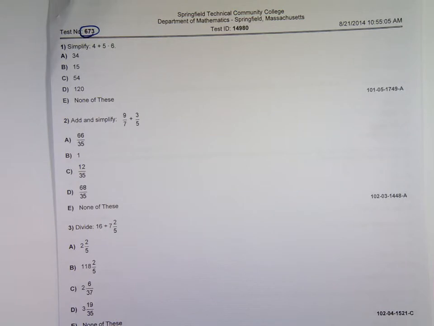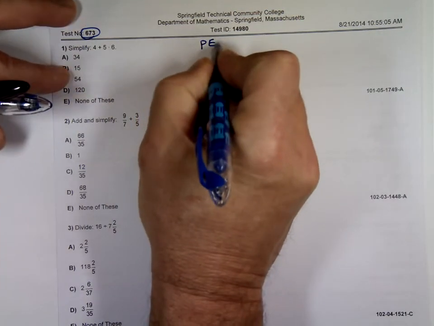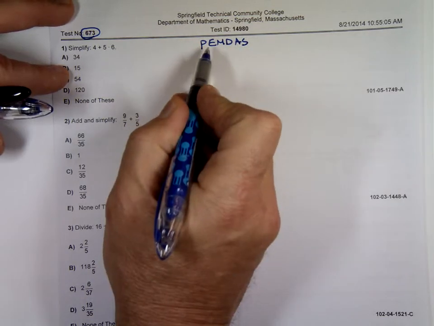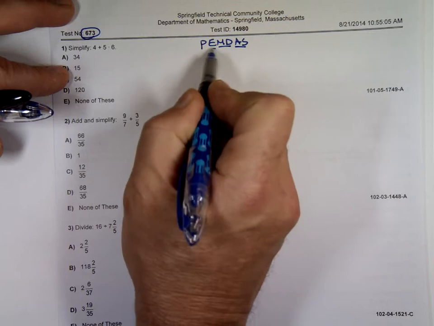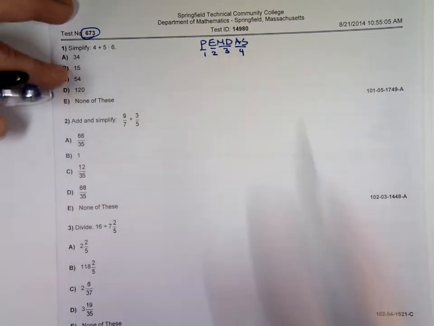4 plus 5 times 6. Order of operations. Which one do you do first? The multiplication. Yep, it's PEMDAS, the order of operations. Parentheses, exponents, multiplications or divisions, additions or subtractions. 1, 2, 3, 4.